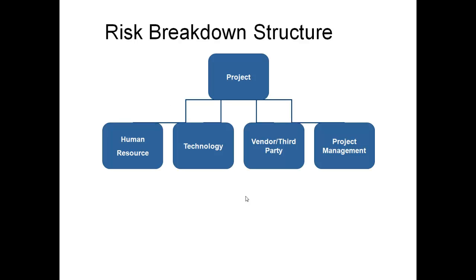The next tool that we are going to discuss is risk breakdown structure, which is extensively used in risk identification. This is a very simple but powerful tool mostly used for risk identification by most of the organizations. Now, this is how a typical risk breakdown structure will look like.